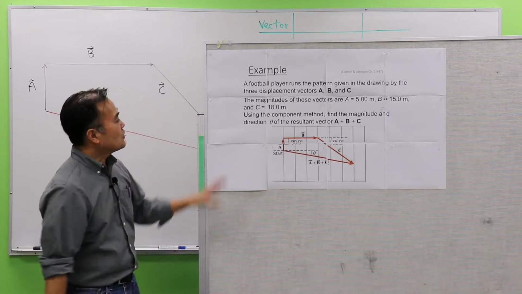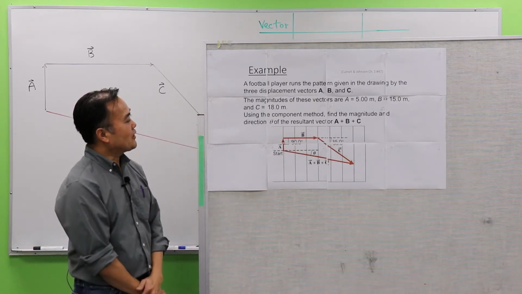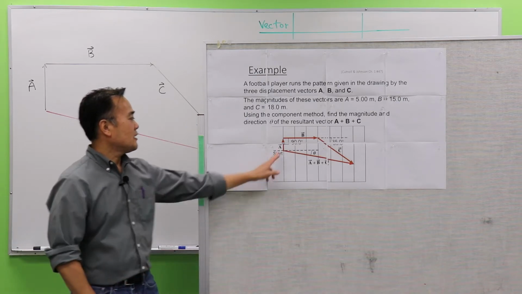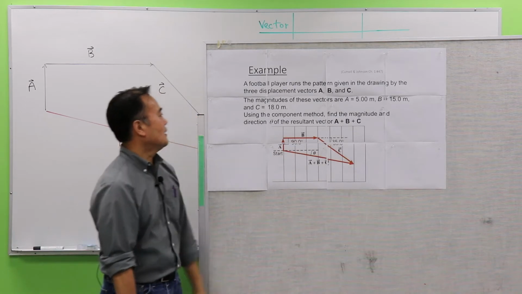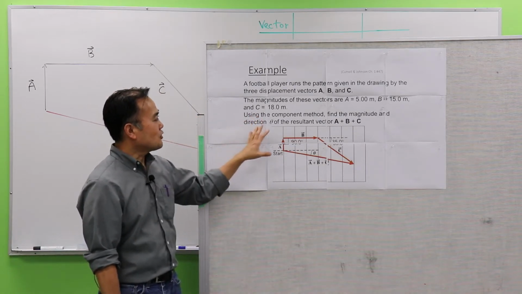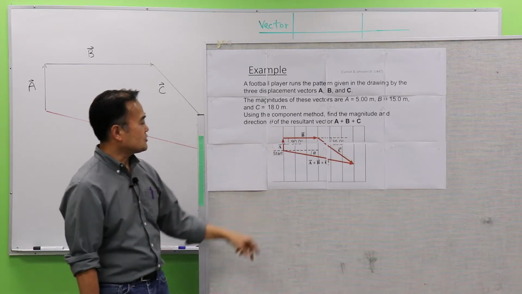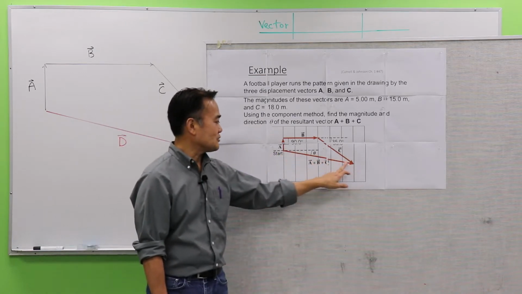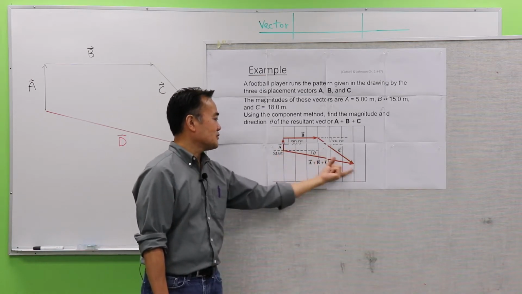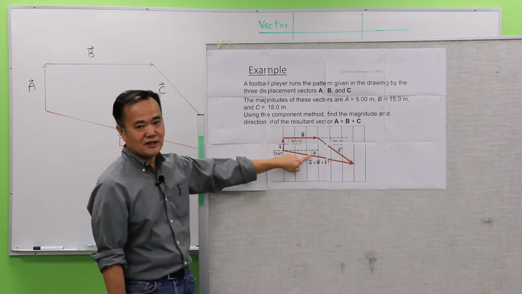Okay, so a football player runs the pattern given in a drawing by the 3 displacement vectors A, B, and C. The magnitudes are given. Using the component method, find the magnitude and direction of the resultant vector A plus B plus C. So we need to know what's the magnitude of this vector, and what's this angle, which is called theta.